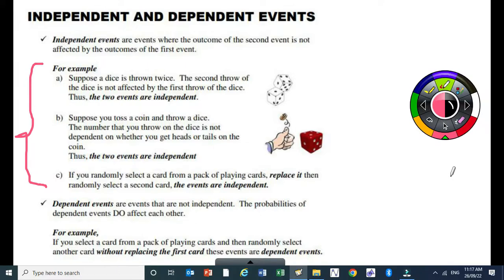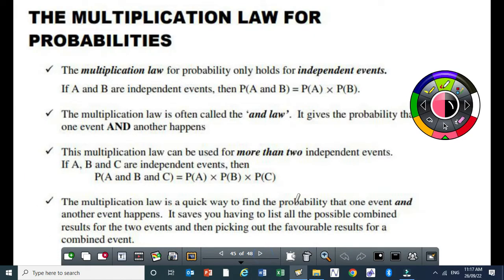Independent events: the probability of the second event is not affected by the occurrence of the first one. The two events are dependent when the occurrence or the probability of the second event is affected by the occurrence of the first event. If they are dependent, the second one is affected by the first one. If they are independent, the second is not affected by the first. So make sure you are familiar with independent and dependent events.